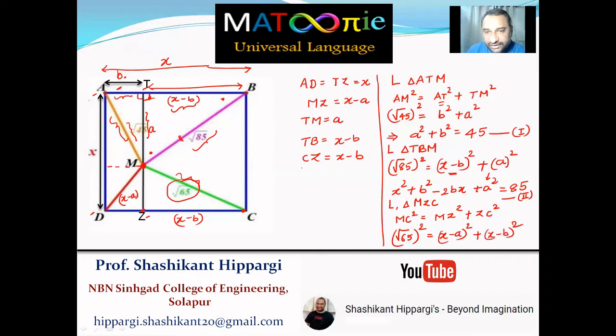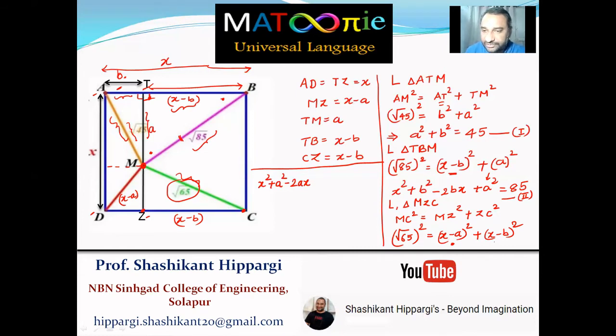I'll write the third equation here because I have the space here. So again, if I expand this bracket, this is (a minus b) whole square. Again, I can use the formula for (a minus b) whole square. So this can be written as x square plus a square minus 2ax.